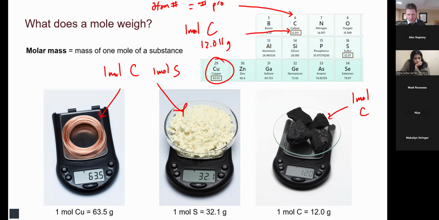I always like to think about these things as if you have 5 grams of carbon, do you have less than 1 mole, exactly 1 mole, or more than 1 mole? If you have 5 grams of carbon, you have less than 1 mole. And then you could take that in terms of number of atoms of carbon. Well, 5 grams of carbon is less than 1 mole of carbon.